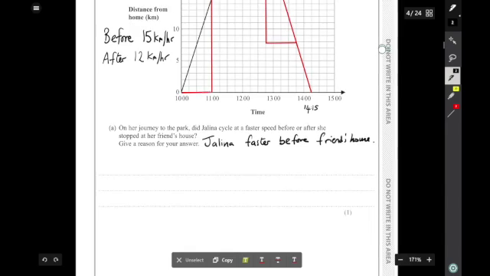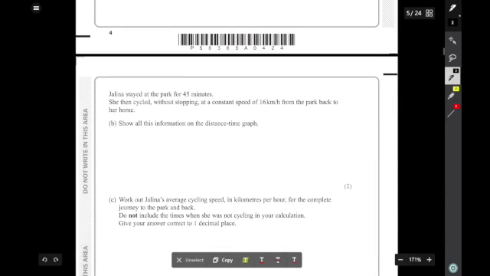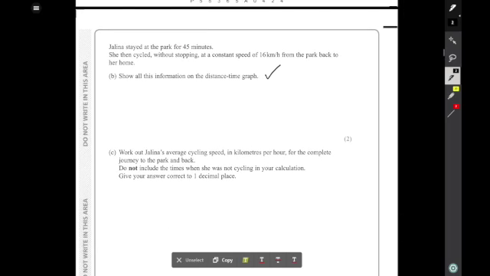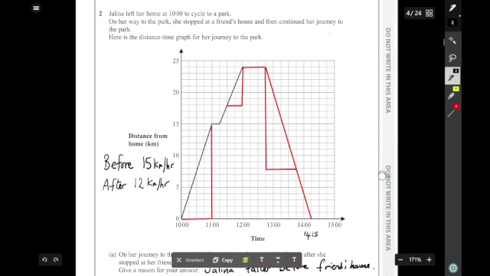Okay, so let's look at the last part of this question, and it says what's her average speed, but not including the bits of time when she's not moving. So that's in the friend's house and in the park. Well, she spends 15 minutes at the friend's house and 45 minutes in the park, so that's an hour.